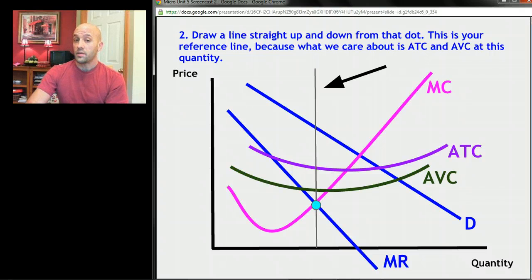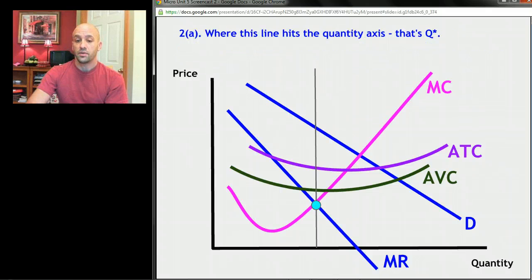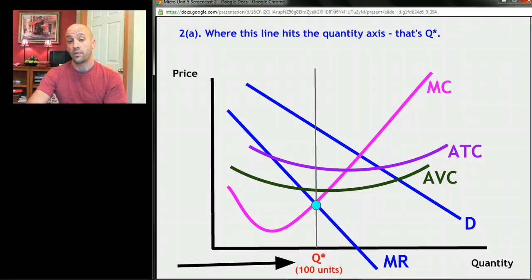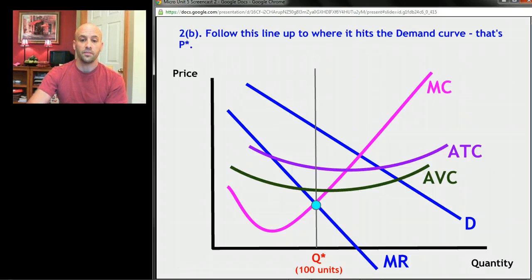Now here's where the steps kind of change from perfect competition. Where that line hits the quantity axis, that's Q star. That's the profit maximizing quantity. That isn't different from perfect competition. That's what we did. But what is different from perfect competition, and the big different step in a monopoly, is this next step, step 2B.